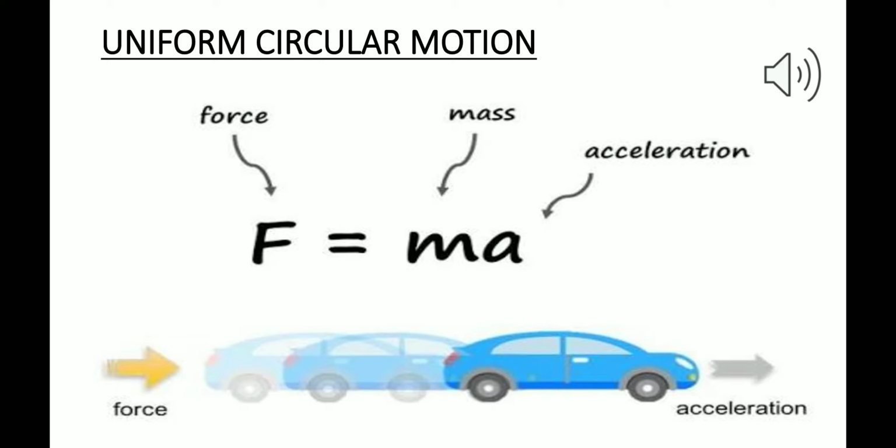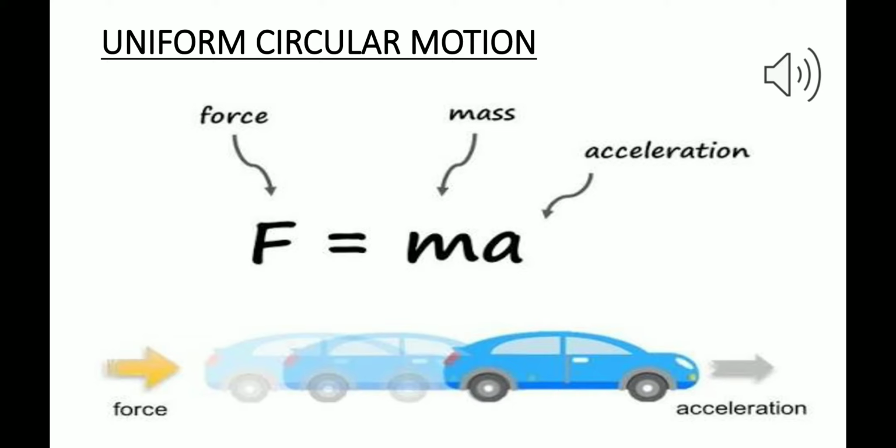So, there are three things which can change the velocity of a body. Number one, change in magnitude of velocity. That means if a body is moving with 30 km per hour and after applying force, it starts moving with 40 km per hour, there is a change in the magnitude of velocity, and therefore acceleration is produced.